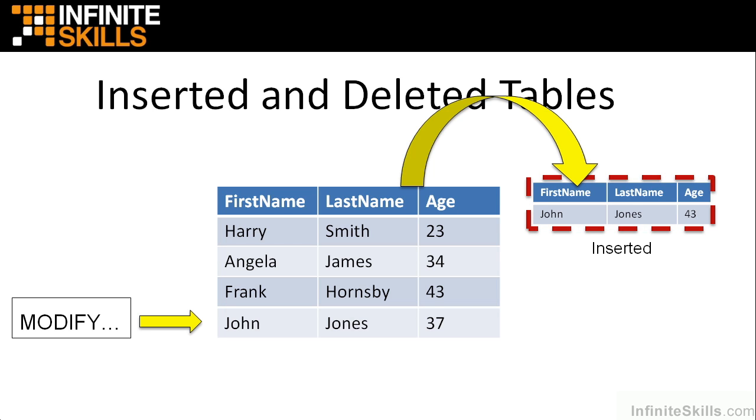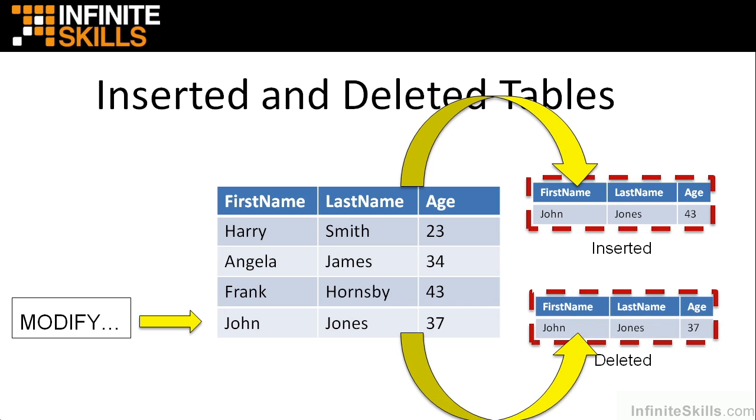Notice the age column is changing, but updates or modifications are treated as a delete on the old row and an insert on the new one. So what's being inserted is John Jones 43. What's being deleted is John Jones 37. So in the body of our trigger, we can reference the deleted table to see what was there. We can reference the inserted table to see what's going in. Then we can write code to do whatever we want to manage this data update.